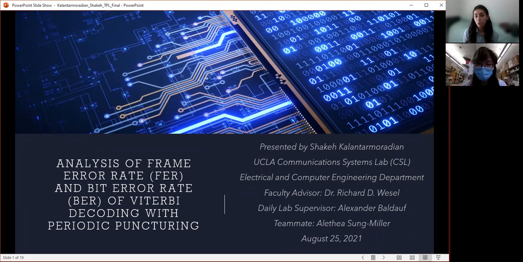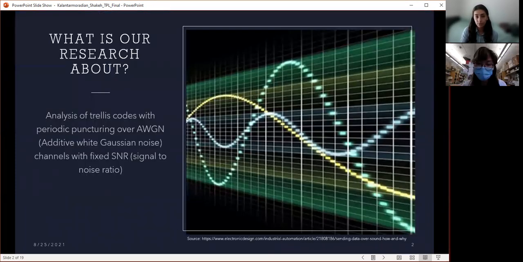The research that we've been working on is called Analysis of Frame Error Rate and Bit Error Rate of Viterbi decoding with periodic puncturing. First, I want to give you a general overview of what our research is about. We analyzed trellis codes with periodic puncturing with additive white Gaussian noise added to them with signal to noise ratio. I'll explain what each of these terms mean in the upcoming slides.